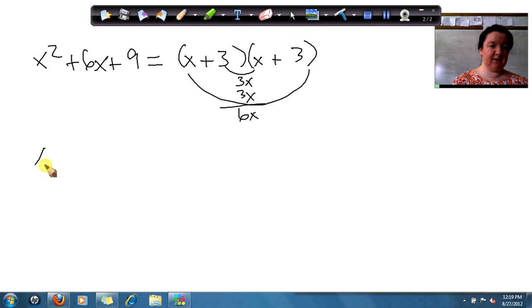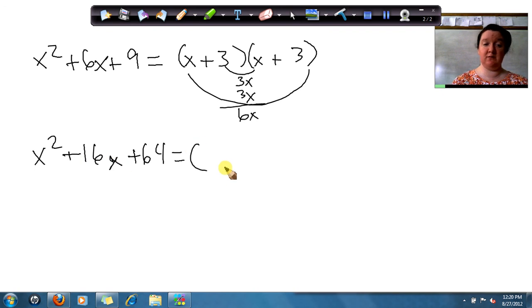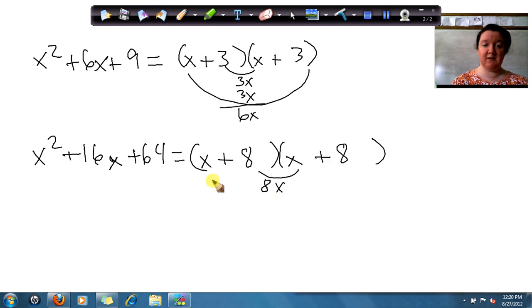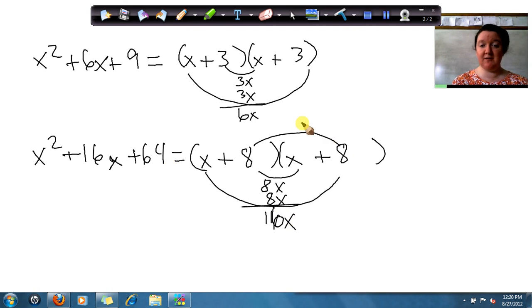Let's look at another one. x squared plus 16x plus 64. What numbers multiply together to give you 64, but add up to give you 16? They're going to be exactly the same. I have x, well 64, if I did 8 times 8, that would give me 64, and 8 plus 8 would give me 16. If I look at my inside terms, I'm going to get 8x. If I look at my outside terms, I'm going to get 8x. And that adds up to 16x, which is what I was looking for. And my last terms are going to give me 64, which I'm looking for.